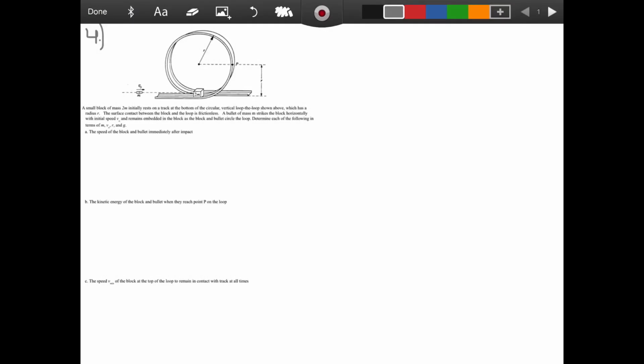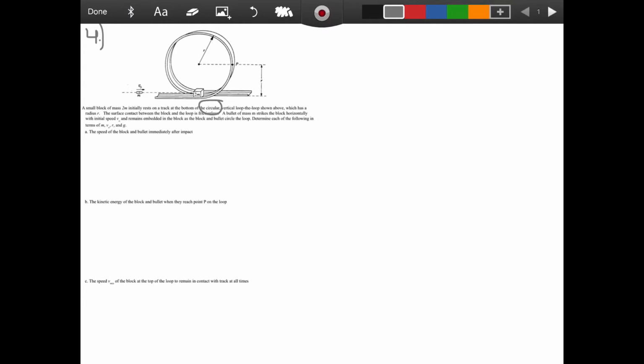Alright, so I thought this would be a great problem for me to review because it covers a lot of the topics that were suggested by you. So we have, almost looks like a roller coaster, but a small block of mass 2m sits at rest on the bottom of the circular, always good to note when something's circular, vertical loop shown above, which has radius r, and it is frictionless.